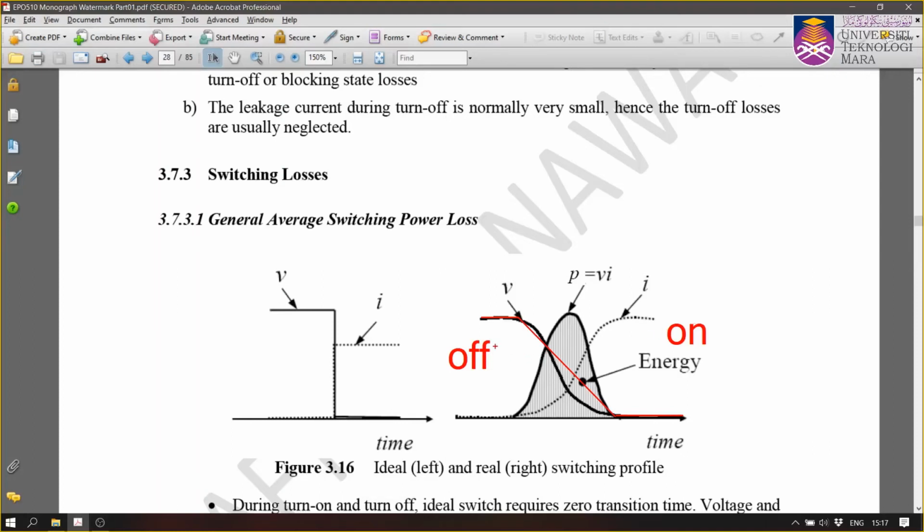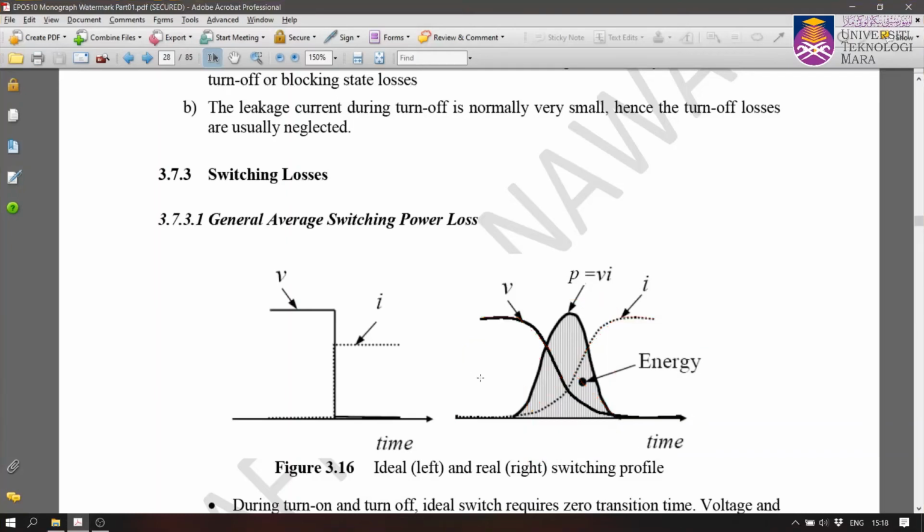The voltage gradually reduces from the off voltage to zero, and the same happens to the current. The current rises from 0 to the circuit current when the switch is on. So there is an overlap here between voltage and current. That gives the instantaneous power, P equals VI. Instantaneous means at any instant you multiply V by I, and that produces the instantaneous power.